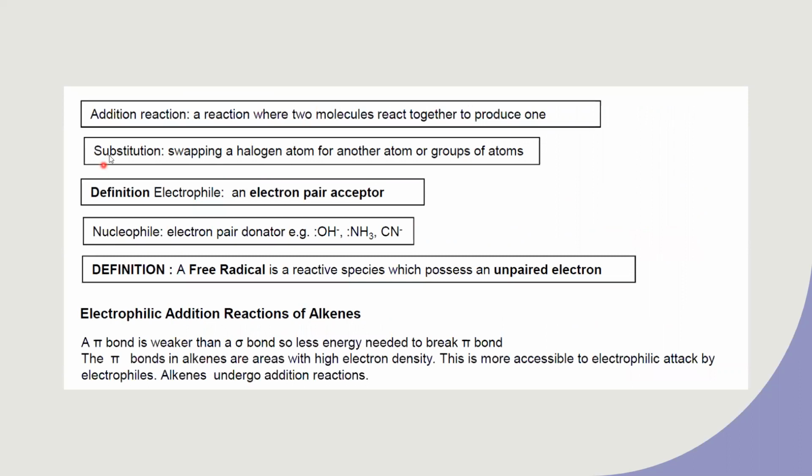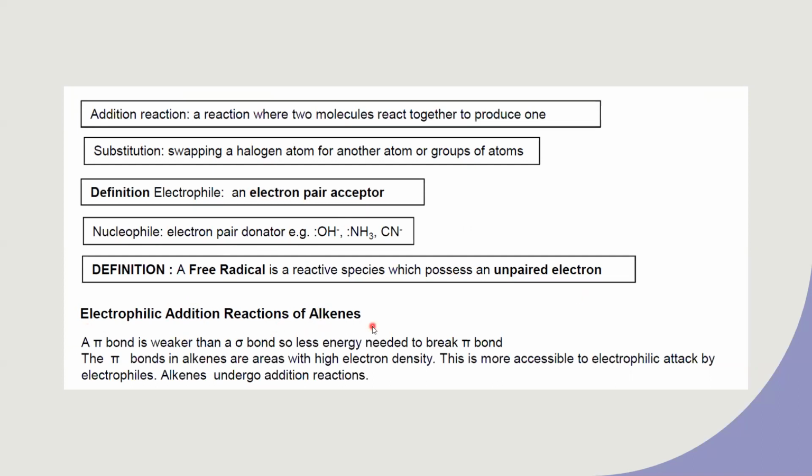Then these are certain terms which you should learn. Addition reaction means when two or more molecules join to form only one product. Substitution means when an atom or group of atoms replaces another atom or group of atoms. Electrophile means an electron pair acceptor. Nucleophile means an electron pair donor, attracted towards the positive center. Free radical is a reactive species which has an unpaired electron.